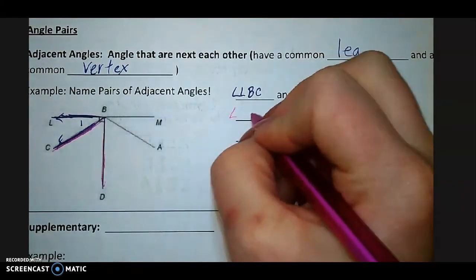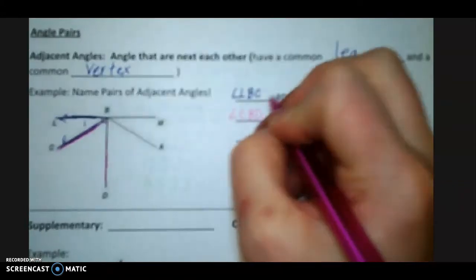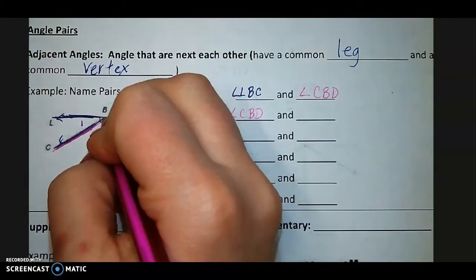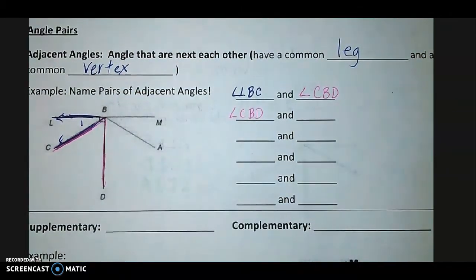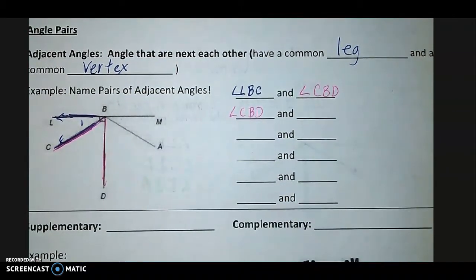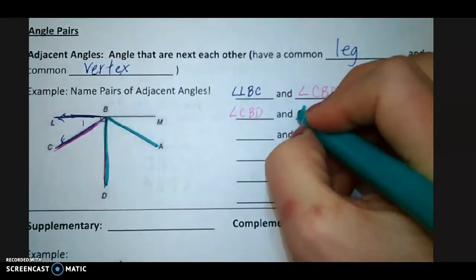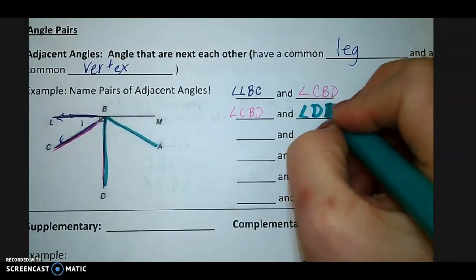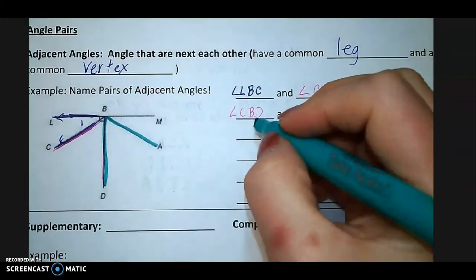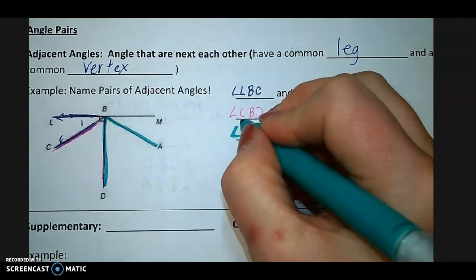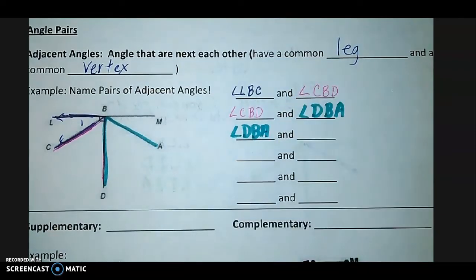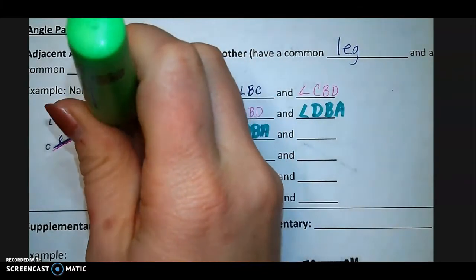Now this same angle, CBD, is also adjacent to angle DBA. And then angle DBA is also adjacent to angle ABM.